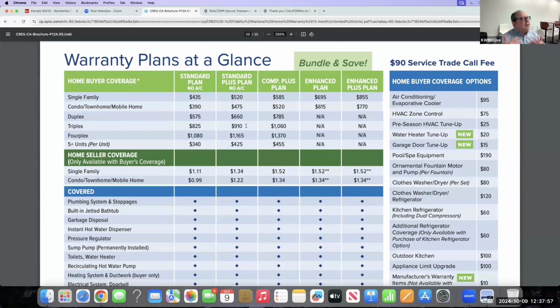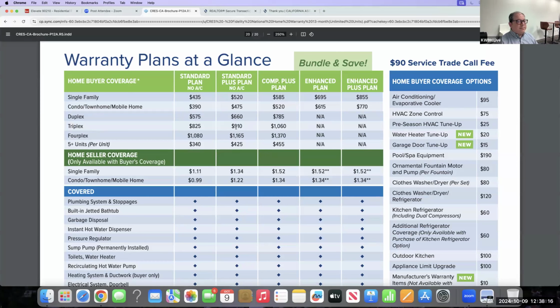Just as an example. If the seller buys this warranty, they're not going to get called. If my buyer calls and says my refrigerator just conked out, I'm going to say, wow, good news. The seller bought you a home warranty. All you have to do is pay $90 and it will get fixed, no matter what.